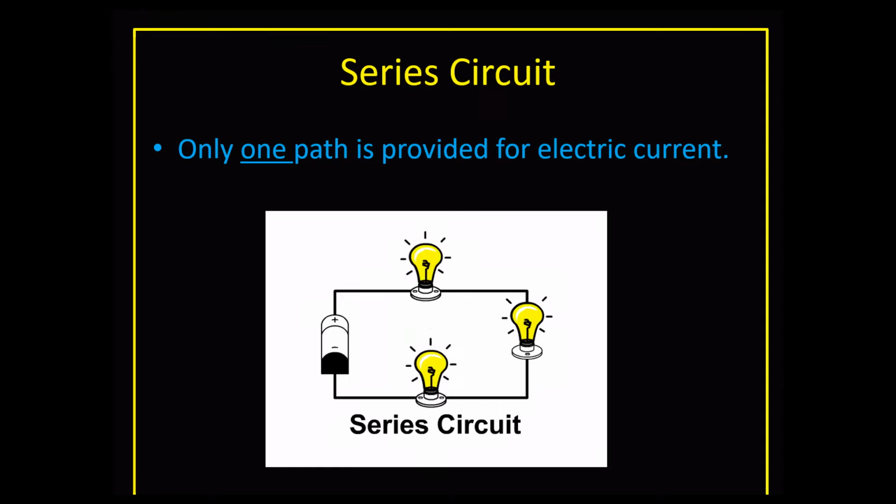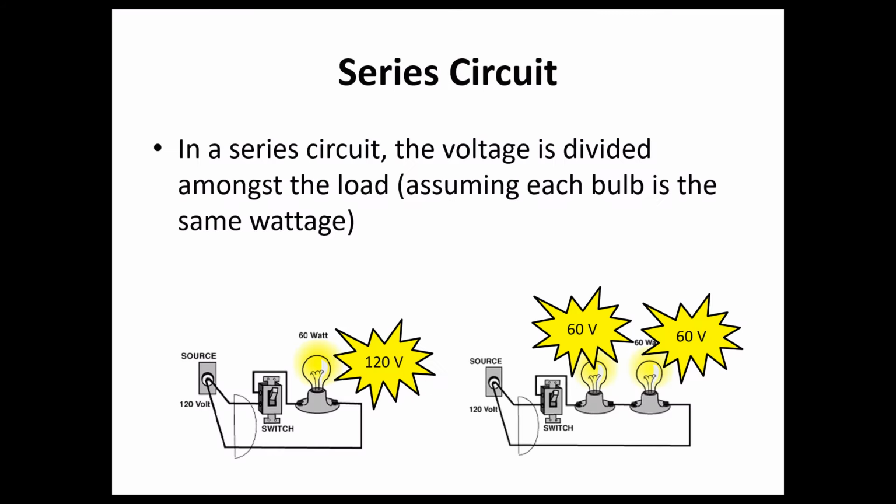So if you see here, we have our voltage source, which is the battery, and electricity is flowing from one end of the battery through all three light bulbs to the other end, and that's continually cycling. So we have one path that electricity flows in. So this is what we call a series circuit.